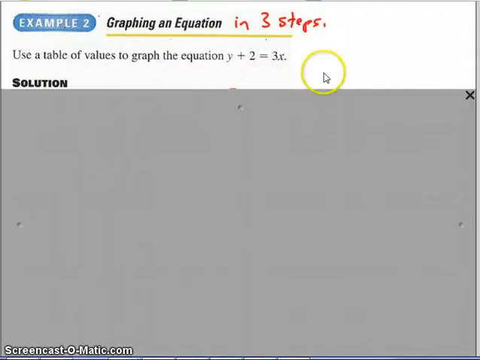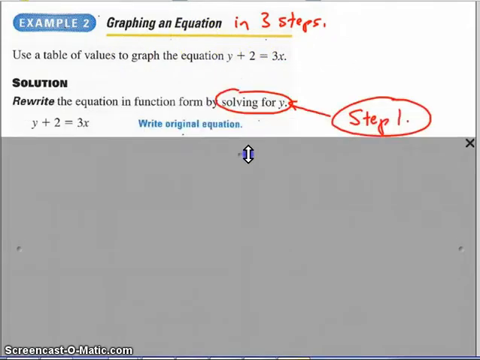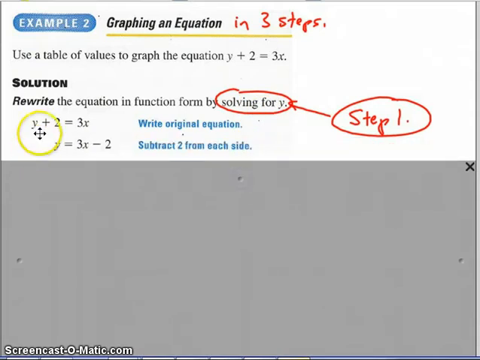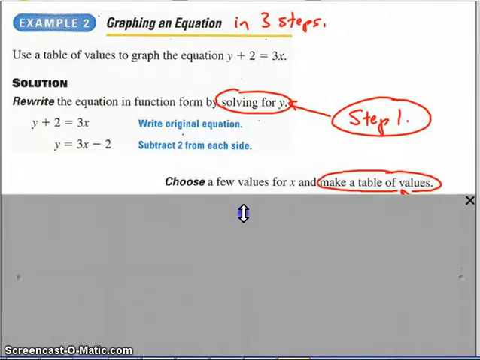Okay, so for example, 3 steps to turning this equation into a graph. First of all, step 1, I've got to rewrite the equation so that it becomes y equals. As it says here, I'm solving for y. So I move the 2 over, and it becomes y equals 3x minus 2. Okay, now I'm done. That was an easy one for step 1.